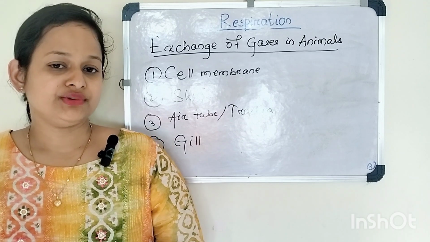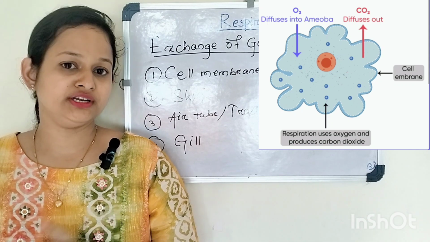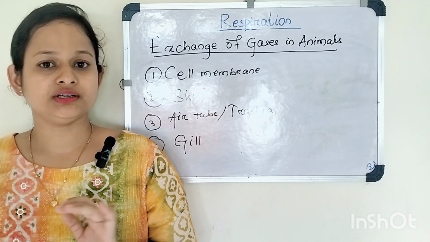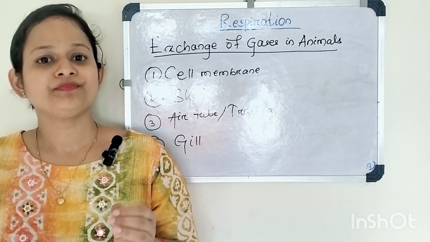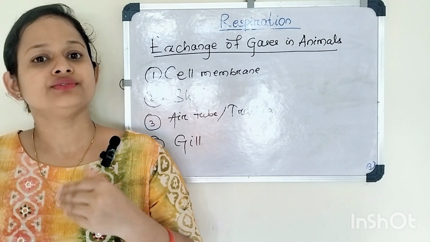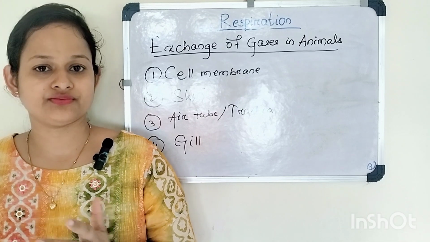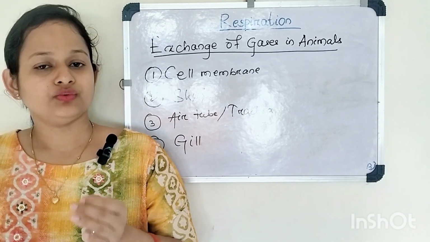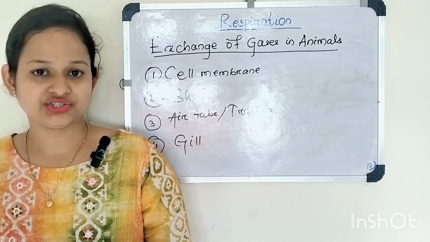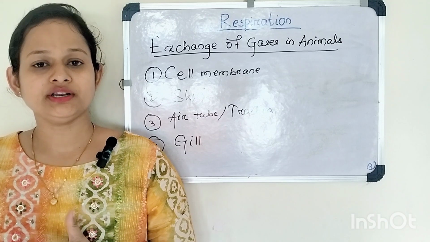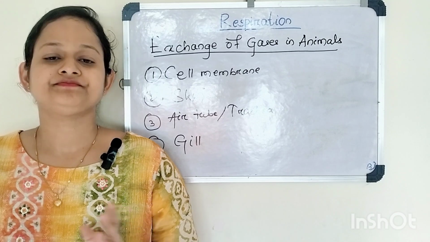If we see the cell membrane, it is present in some unicellular organisms like amoeba, paramecium, and euglena. As they live in water, which contains dissolved oxygen, the water enters the body through the process of diffusion, and here the cell membrane works as the respiratory surface. After the oxygen enters the body, it is used up and carbon dioxide is released, which by the same process of diffusion comes out of the body through the cell membrane.